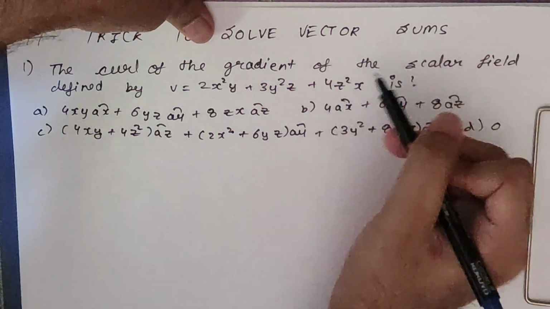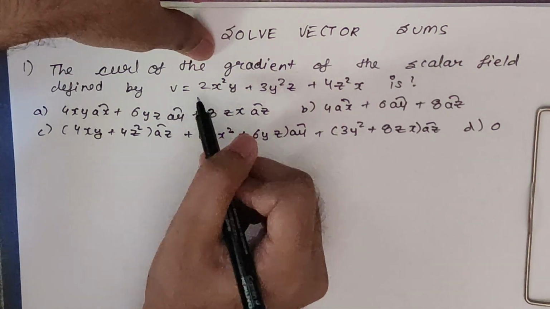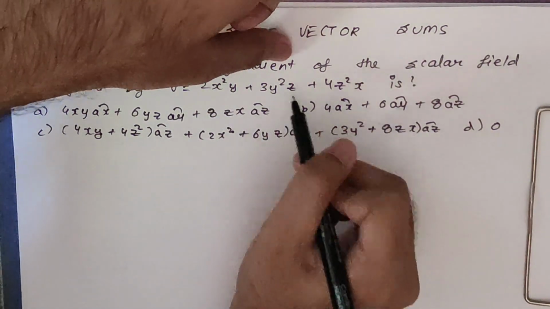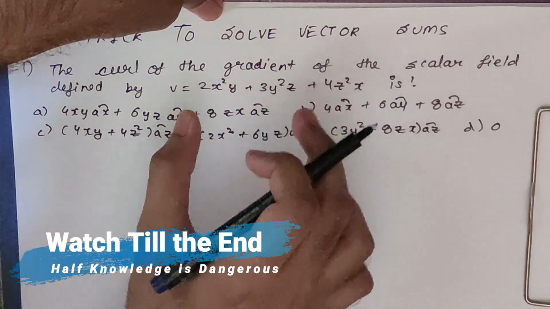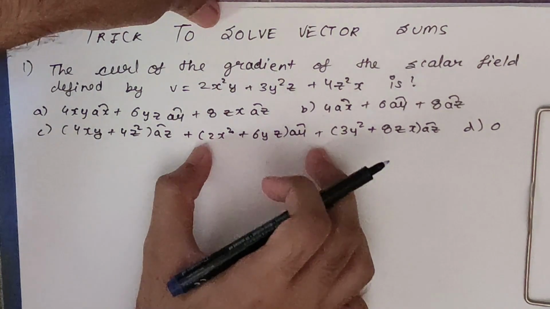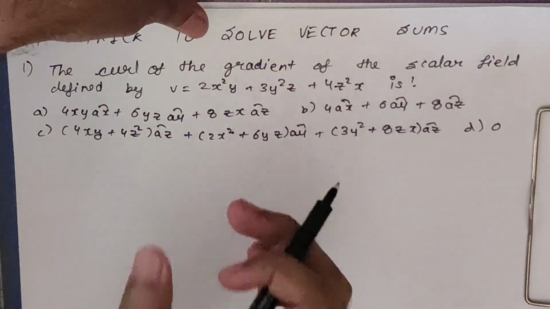The curl of the gradient of the scalar field defined by V equals 2x squared y plus 3y squared z plus 4z squared x is. So basically you have to find the gradient of this field first and then you have to take the curl of this gradient. So take 1 minute and try to solve this question by yourself.